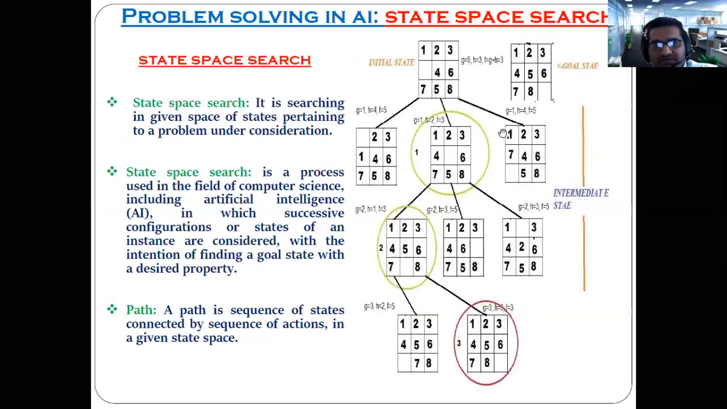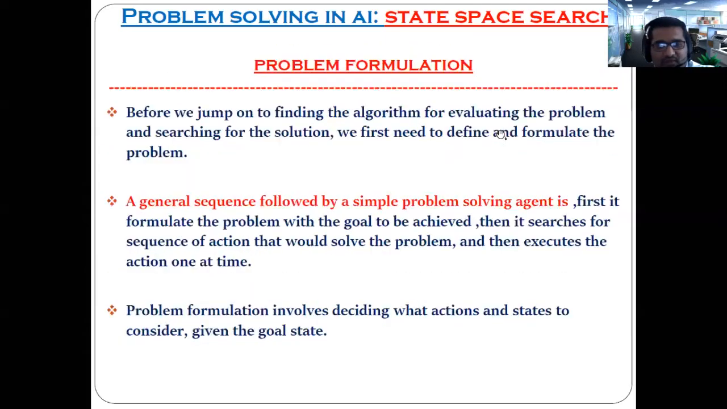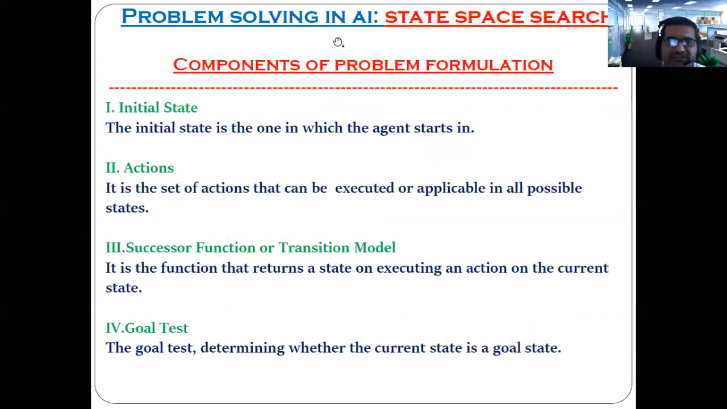Let's go to the second step in the problem formulation, that is the action. Second step in the problem formulation is what? Action. It means on that particular state, which action is to be performed. Understood? For example, on the initial state, which action is to be performed? That is the second component, the action. It is a set of actions that can be executed or applicable in all possible states.